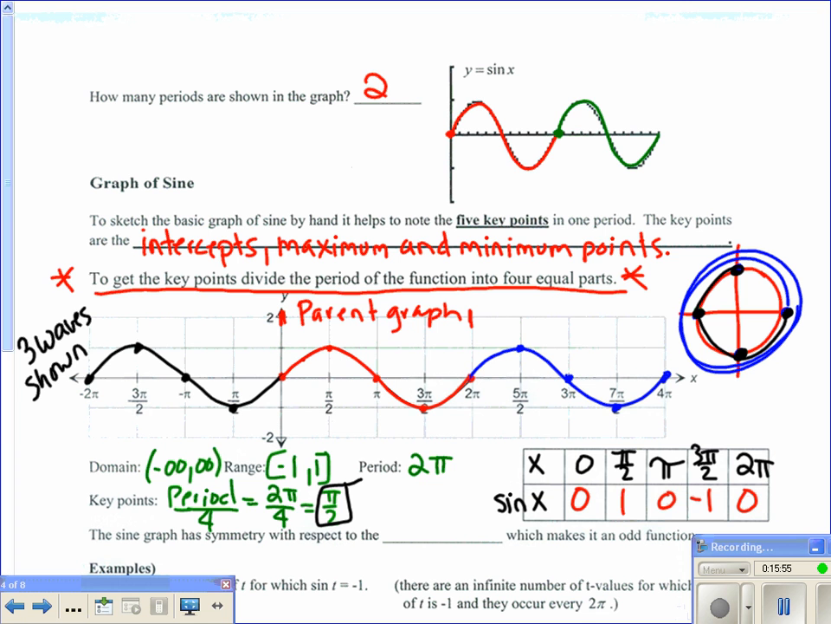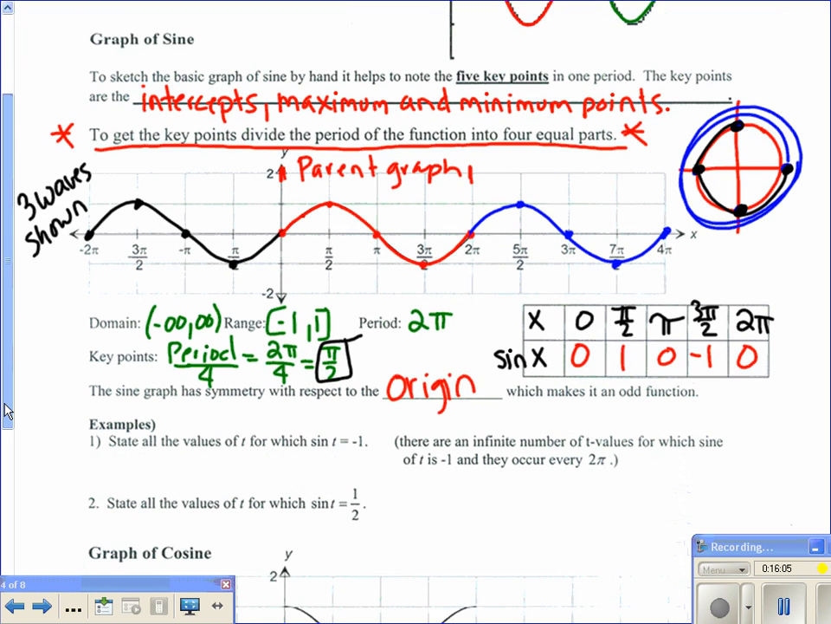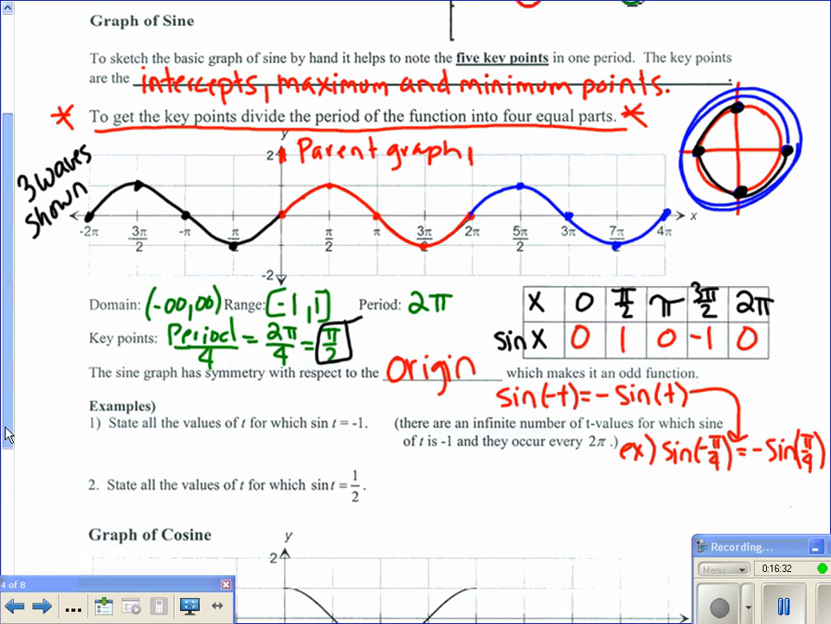So the sine graph has symmetry with respect to the origin, which makes it an odd function. So since it's an odd function, I know that the sine of negative t, so the sine of a negative angle, is going to be equal to the negative of the sine of t. And just for an example of that, if I do the sine of negative pi over 4, it should be equal to the negative sine of pi over 4. So you can use your unit circle to look at that.